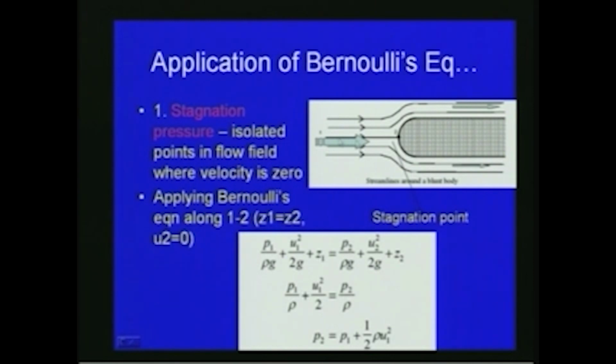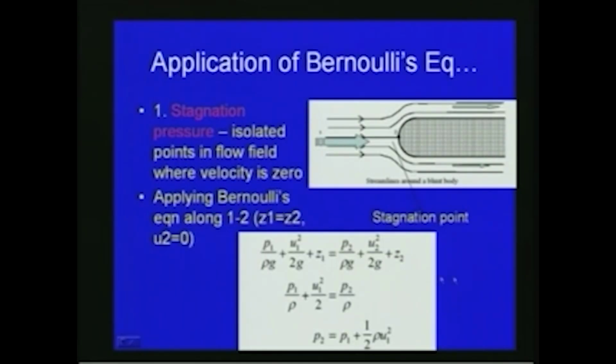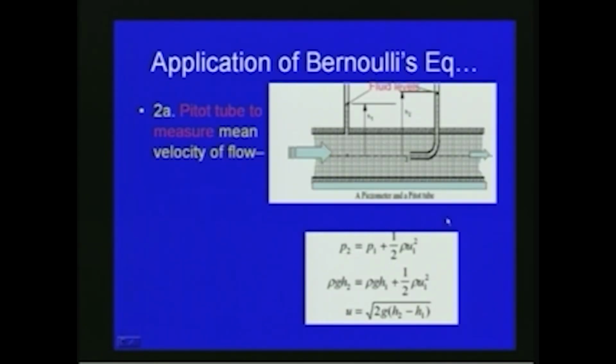Now we have applied Bernoulli's equation between 2 points: one is the stagnation point and the other one is section 1, so that we could find the stagnation pressure. This is one of the basic applications of Bernoulli's equation in fluid mechanics, and then there are a number of other applications.